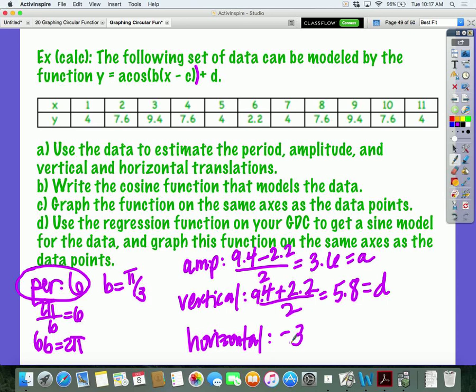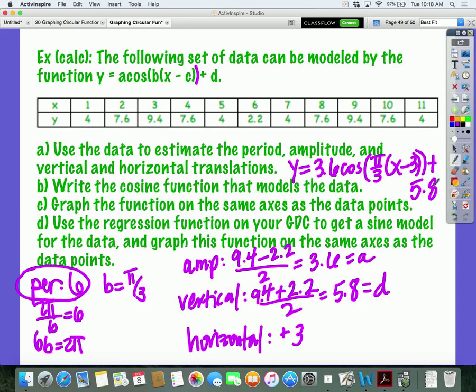Would it still be -3 if the equation that they give you is x minus 2? No, it wouldn't. It would be a positive. The thing is, they're asking for the translation. Is the horizontal always going to be like the time to the first max? To wherever the first max occurs. Yep. For cosine. Alright. So we have all our information to write our cosine function, which is y equals 3.6 cosine pi over 3 x minus 3 plus 5.8.